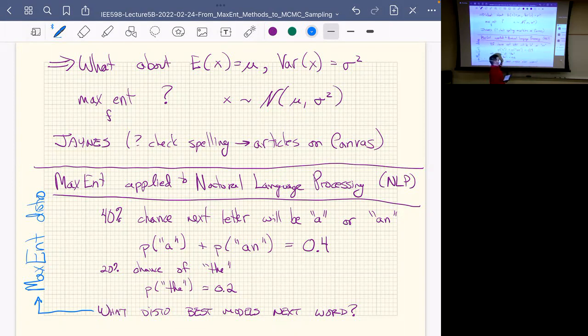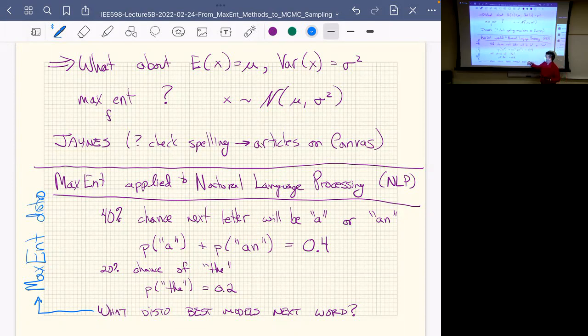So it's a purely automated way to remove bias from the choice, so that the resulting distribution is one where, if I draw randomly from it, 40% of the time I will get "a" or "an", 20% of the time I'll get "the", and the other 40% of the time I'll get something else. I don't have to think about the best way to spread the rest of that 40% over the rest of the words, or the best way to spread this 40% over these two words, and so forth. MaxEnt does that for me.